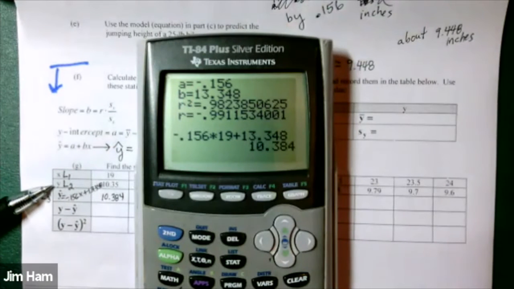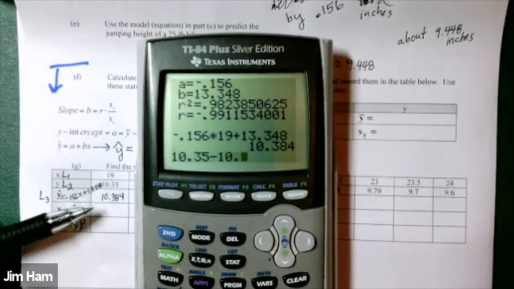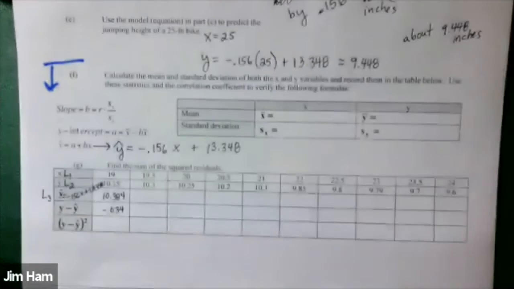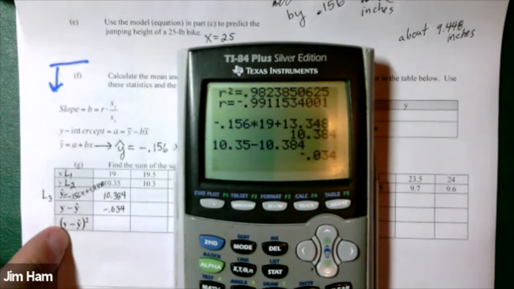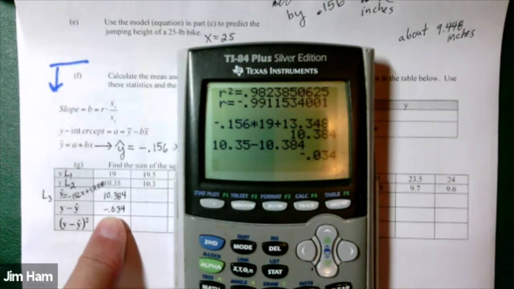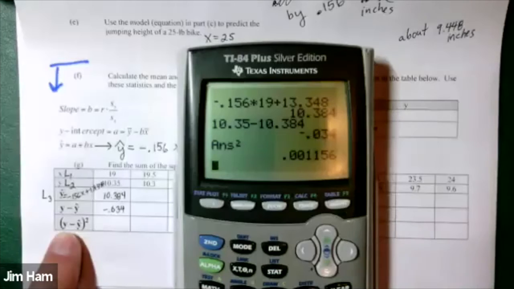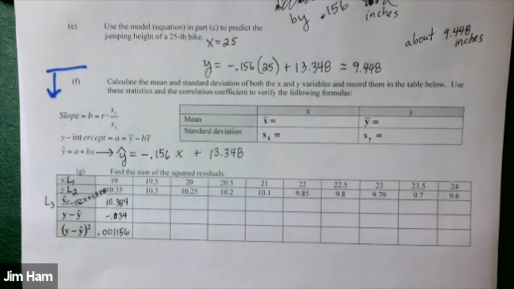Let's see if we can do Y there, Y hat there. Take Y and subtract Y hat. So take this number, 10.35, and subtract the 10.384. And there's the number, negative 0.034. And then finally, the only difference between these two columns is we're going to take the number in this column and square it. So I'm just going to hit the squared key, and there you have it, 0.001156.